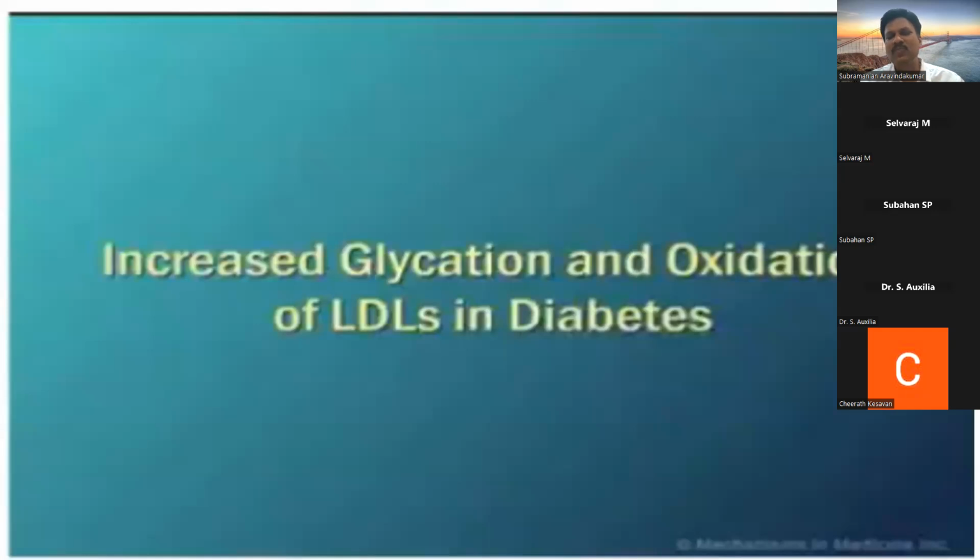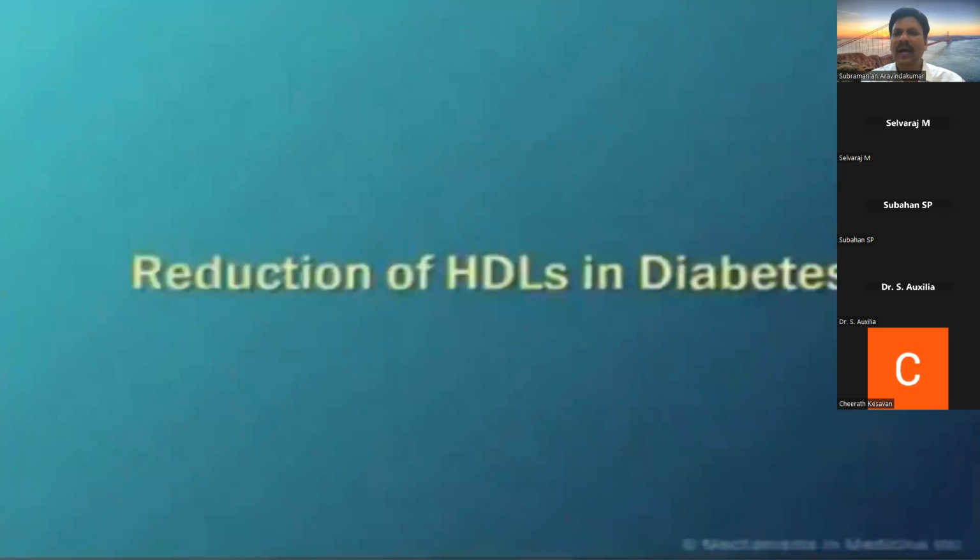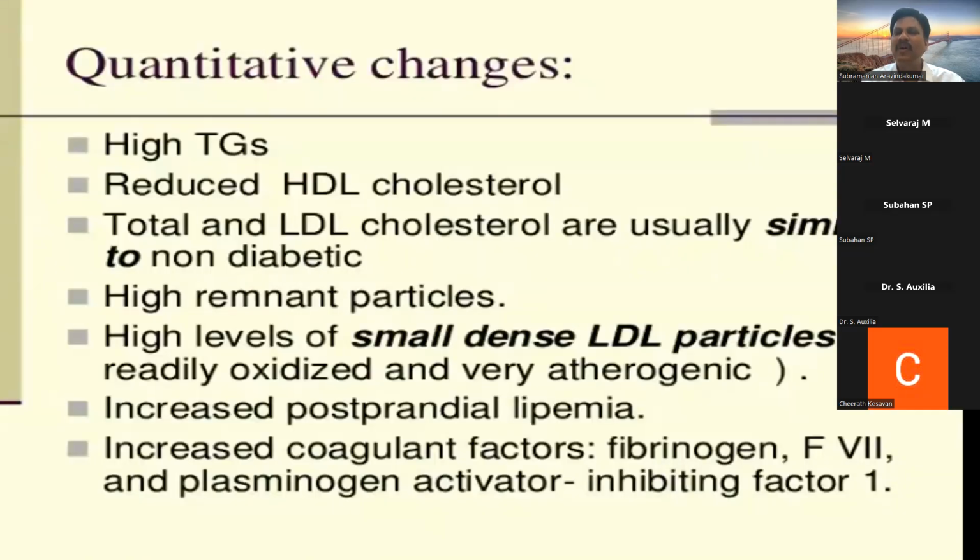So what happens to the small dense LDL? Once it goes into the subendothelial space, it goes through increased glycation and oxidation, resulting in more inflammation within the vessel wall. It forms more lipid core and ruptures the core as well. And reduction of HDL prevents reverse transport of cholesterol in diabetes. So this is the reason why we have diabetic dyslipidemia and thereby increased coronary artery disease.